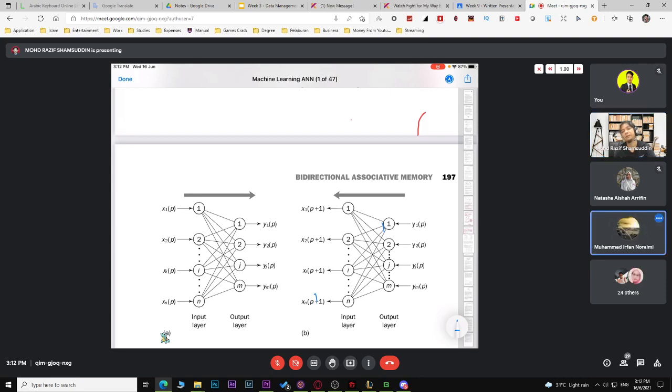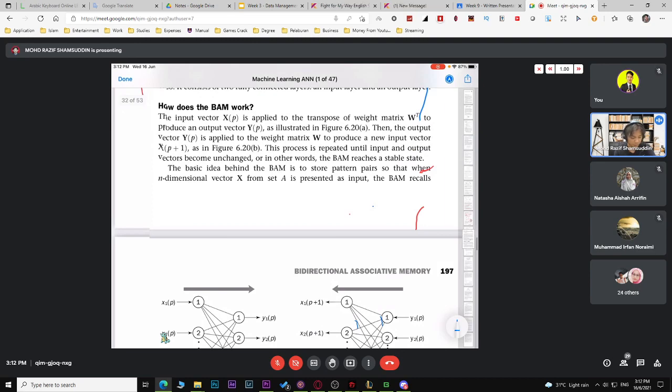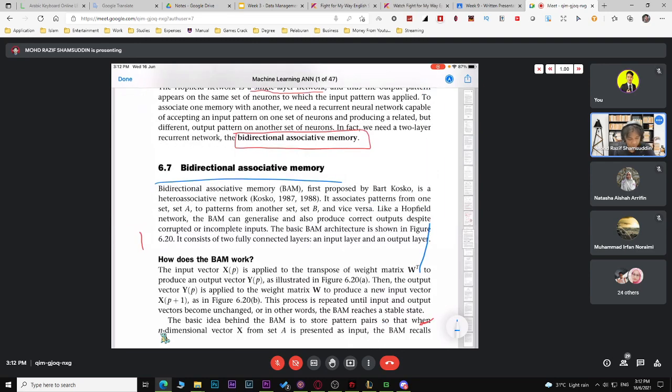Sir, yes. Apa beza kalau kita guna autoencoders dengan recurrent neural network? Okay, good question. Apa beza kalau kita guna autoencoder dan juga RNN?